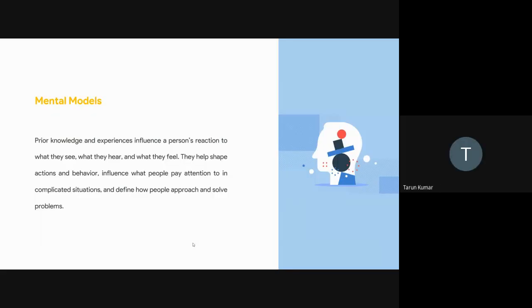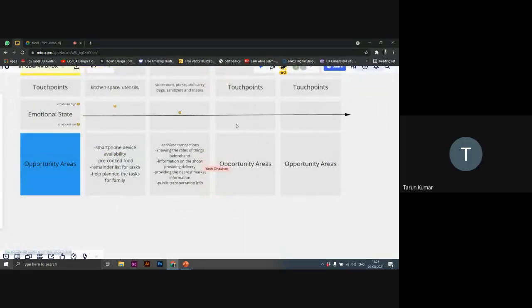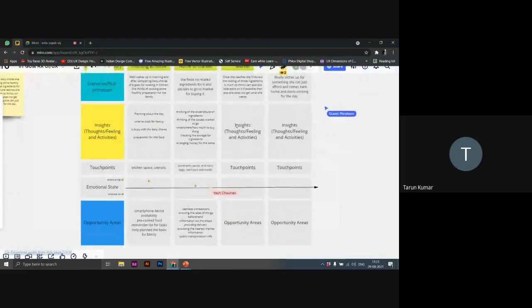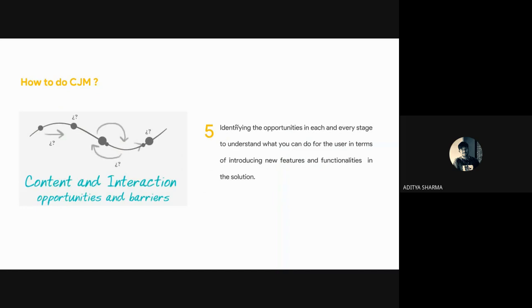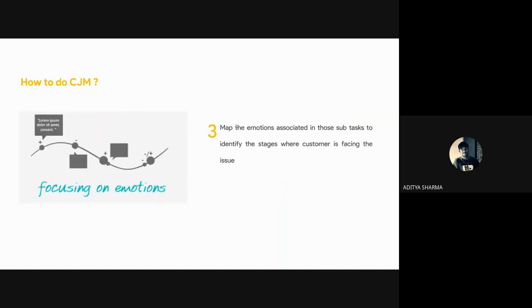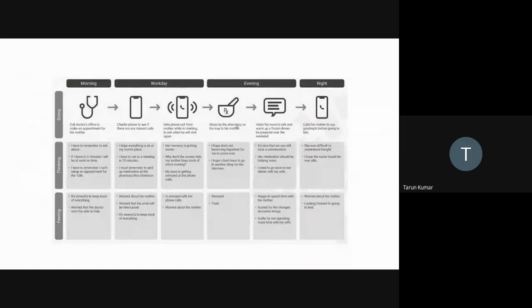Okay, fine. Now, in the earlier slide you said emotional was missing. So here we have covered that, right? Go back further. Yes, here you said emotion was missing. This is a partial thing. Here the emotional state and the opportunity areas and touch point are not mentioned.